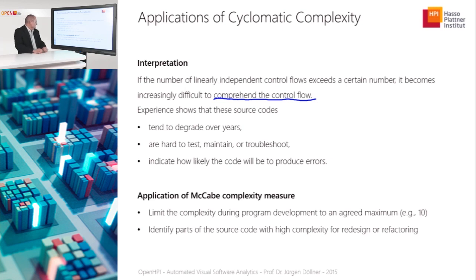Cyclomatic complexity helps to identify parts of the source code with high complexity for redesign and refactoring. So it's an immediate consequence: if you identify parts having a high cyclomatic complexity, then most likely these are the parts that should be redesigned or refactored soon.